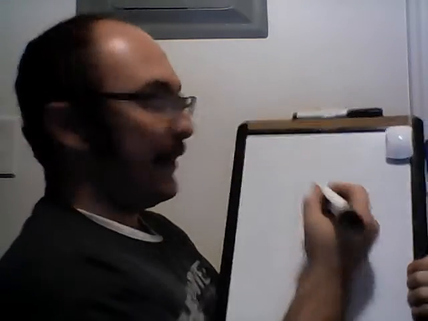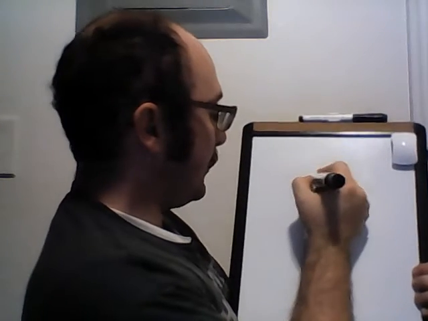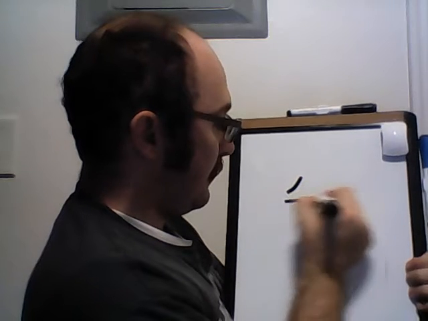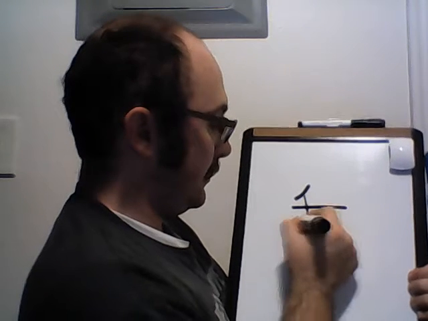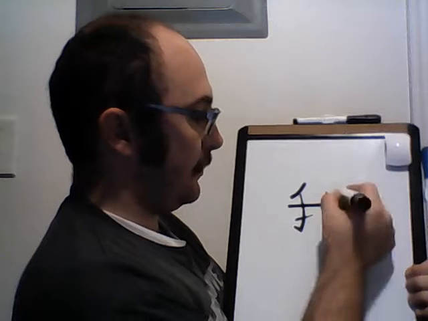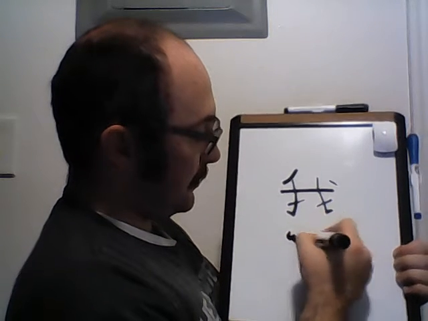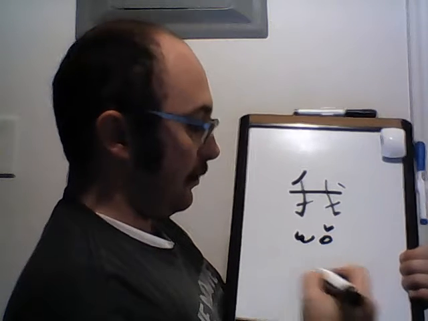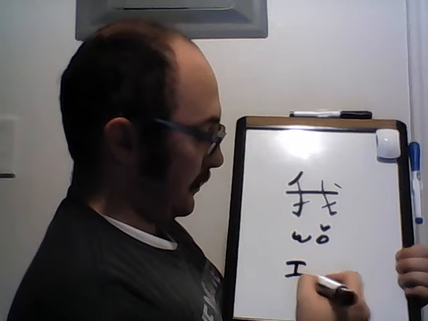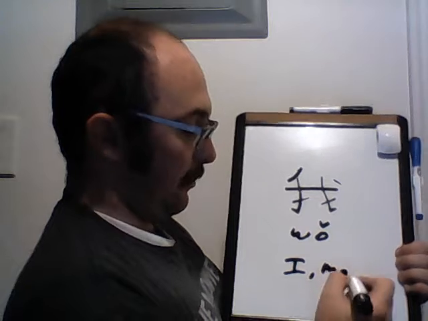Alright, so we're going to do some really basic stuff with this first one, because it's stuff that you're going to be using all the time. Every conversation is going to include these things. So the first word we're going to go over, pay attention to how I write it. Okay, and this is pronounced 我. It means I or me.